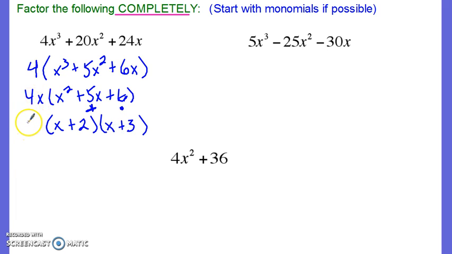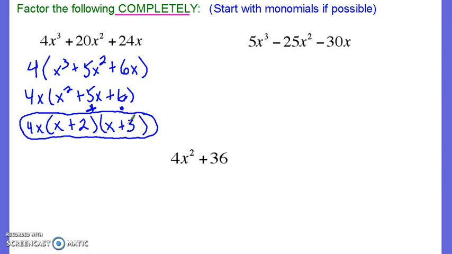Don't forget to carry that 4x down from the previous step, and we have our final answer then, 4x times x plus 2 times x plus 3. No more can be done to the 4x. X plus 2 doesn't have anything in common between the two, and again, it's not squared anymore, so I can't do anything more there. And same thing with x plus 3.